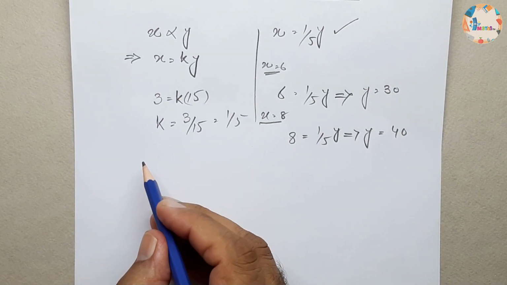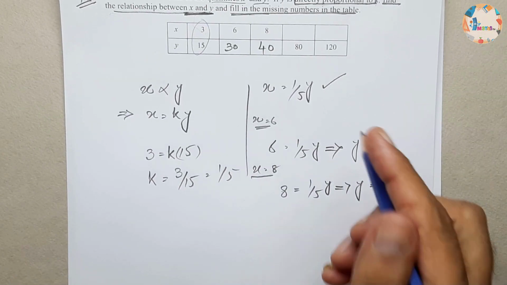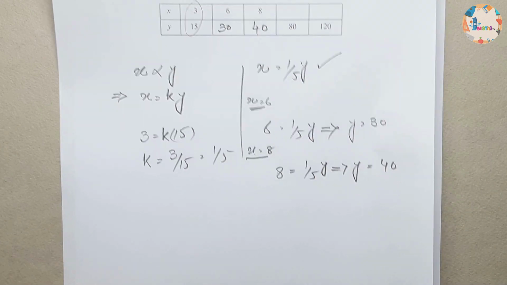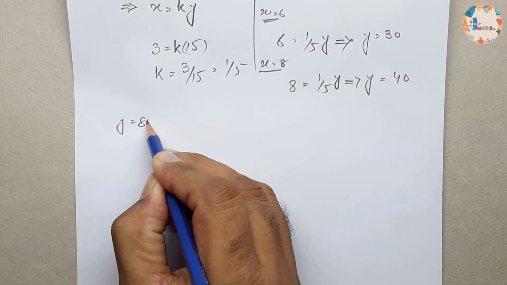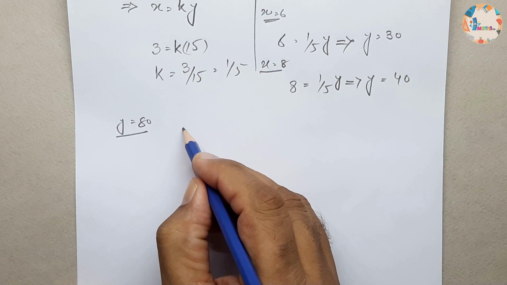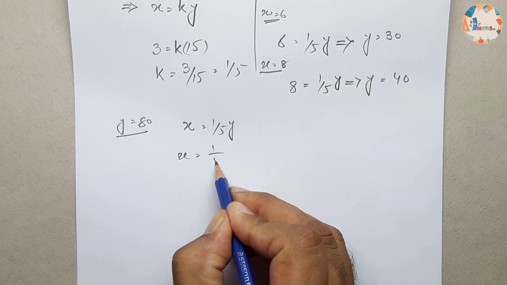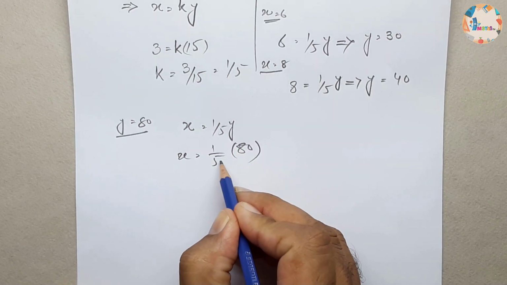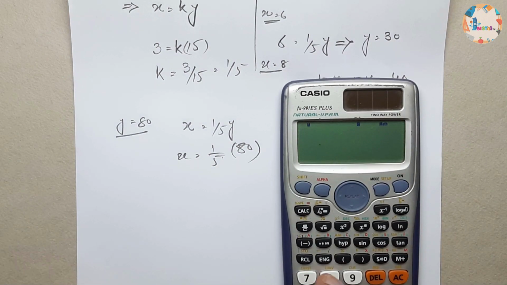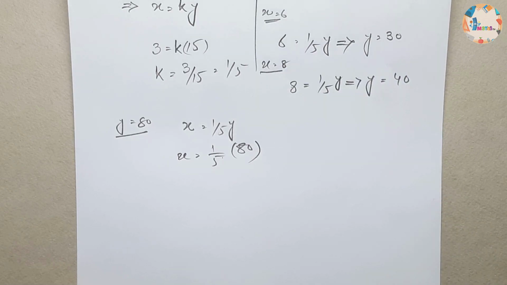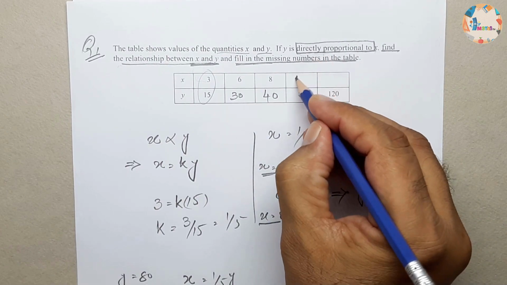So next, the y value is given, which is 80. Y value is given as 80, and we can use this y value in the same equation. Y is equal to 80, and we will be replacing in x is equal to 1 over 5y. So x will be equal to 1 over 5 and y will be 80. This will be 80 divided by 5. We can use a calculator. So 80 divided by 5 will be equal to 16. So the x value will be 16. We will write here in this table 16.